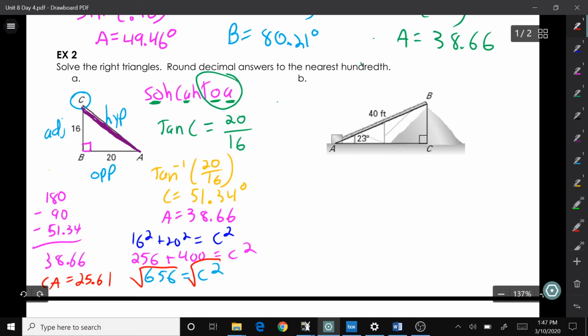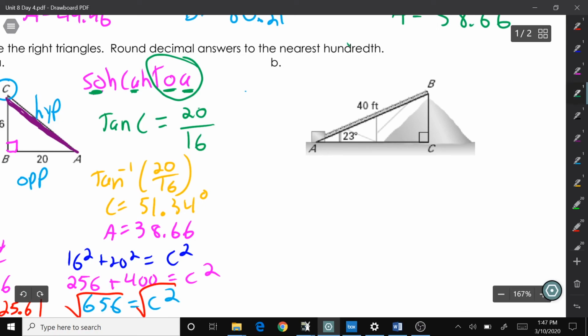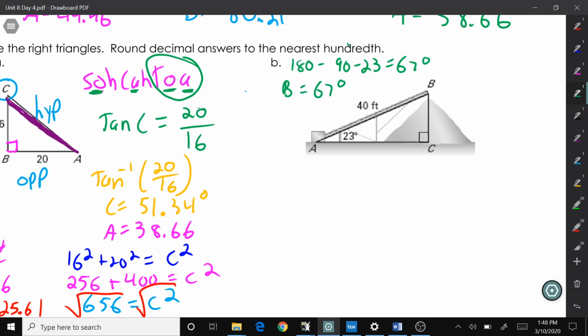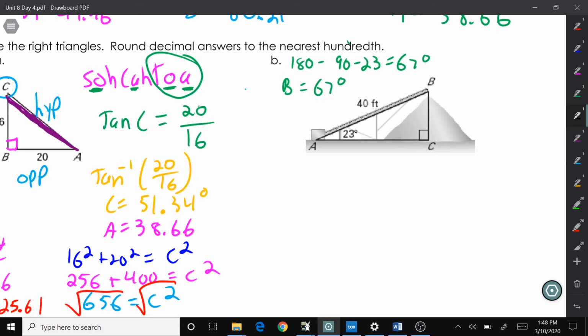Alright, part B. We are given that one of the angles is 23. All triangles add up to 180. So if I do 180 minus 90 minus 23, that will give me what that angle B is. I'm doing that in the calculator. I get 67. So B equals 67 degrees. Now we have to find the other sides. We have our angle 23 degrees, so I'm going to write out SohCahToa.